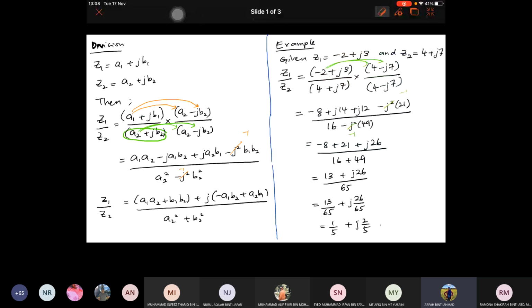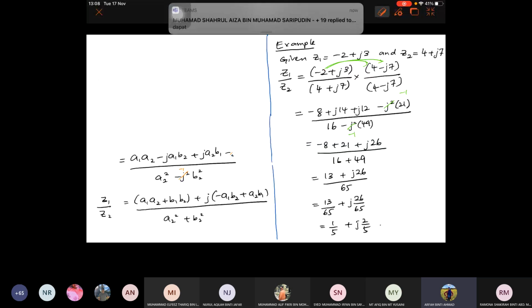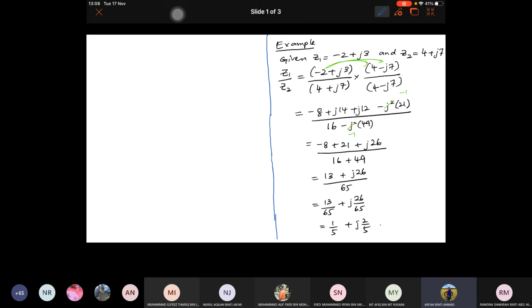So those who have finished, try another example. Kita ada, so awak ada Z1 sama dengan 1 tolak J2 dan Z2 sama dengan negatif 2 tolak J2. So dapatkan Z1 dibahagi dengan Z2. Sama dengan 1 tolak J2 dibahagi dengan negatif 2 tolak J2. Darabkan dengan negatif 2 tambah J2 bahagi negatif 2 tambah J2. So cuba settlekan ni. Dapat apa jawapan?